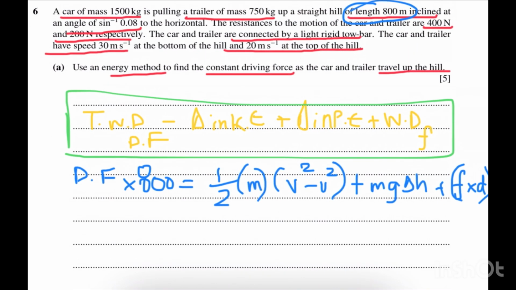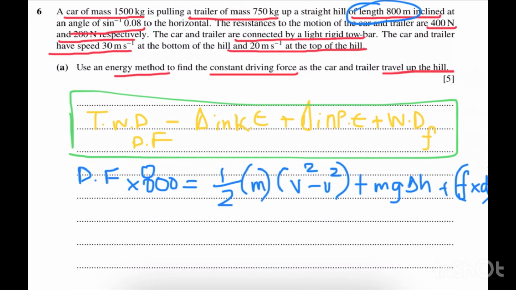When I say that I will be looking at this entire system for this equation, what that means is that when we're talking about the energies, I will look at the energy that both the car and trailer exert together. So for example, when we're talking about the mass, we will talk about the mass of the car and the trailer. That will be 750 plus 1500, so that's 2250. And when we're talking about the force of friction, we will be taking the friction of both the car and the trailer, so that is 400 and 200, so that will be 600.